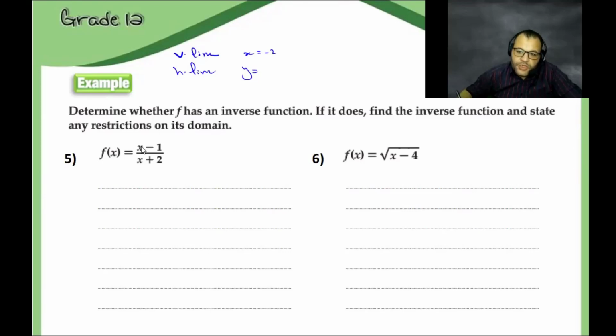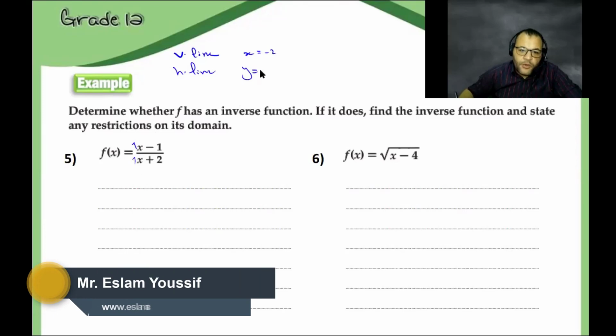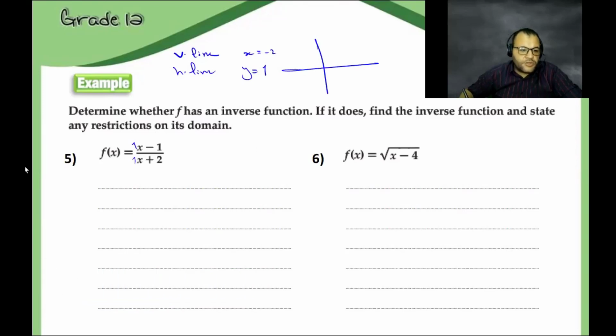The degree of the first one is 1, and the degree of the second one is 1. Just take the leading coefficient. The leading coefficient here is 1, and the leading coefficient here is 1. So 1 divided by 1 equals 1. So how will the graph look? The vertical line is at negative 2, and the horizontal line is at 1, and that's how the graph will look.